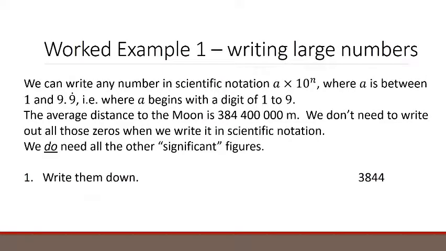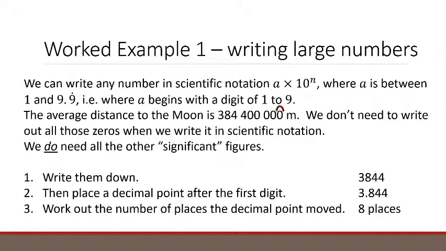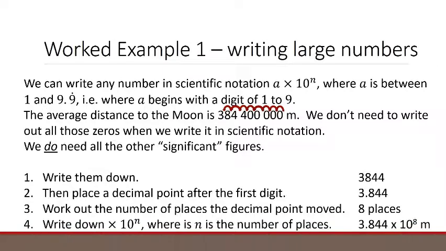So our first step is to write them down, 3, 8, 4, 4. And our second step is to place a decimal point after the first digit, 3.844, and work out the number of places the decimal point moved. As you see here, it moved 8 places. And then we write down times 10 to the n, where n is the number of places. So we have 3.844 times 10 to the 8, and of course we don't forget the units, meters. And that is shorter than what we had in the original question.